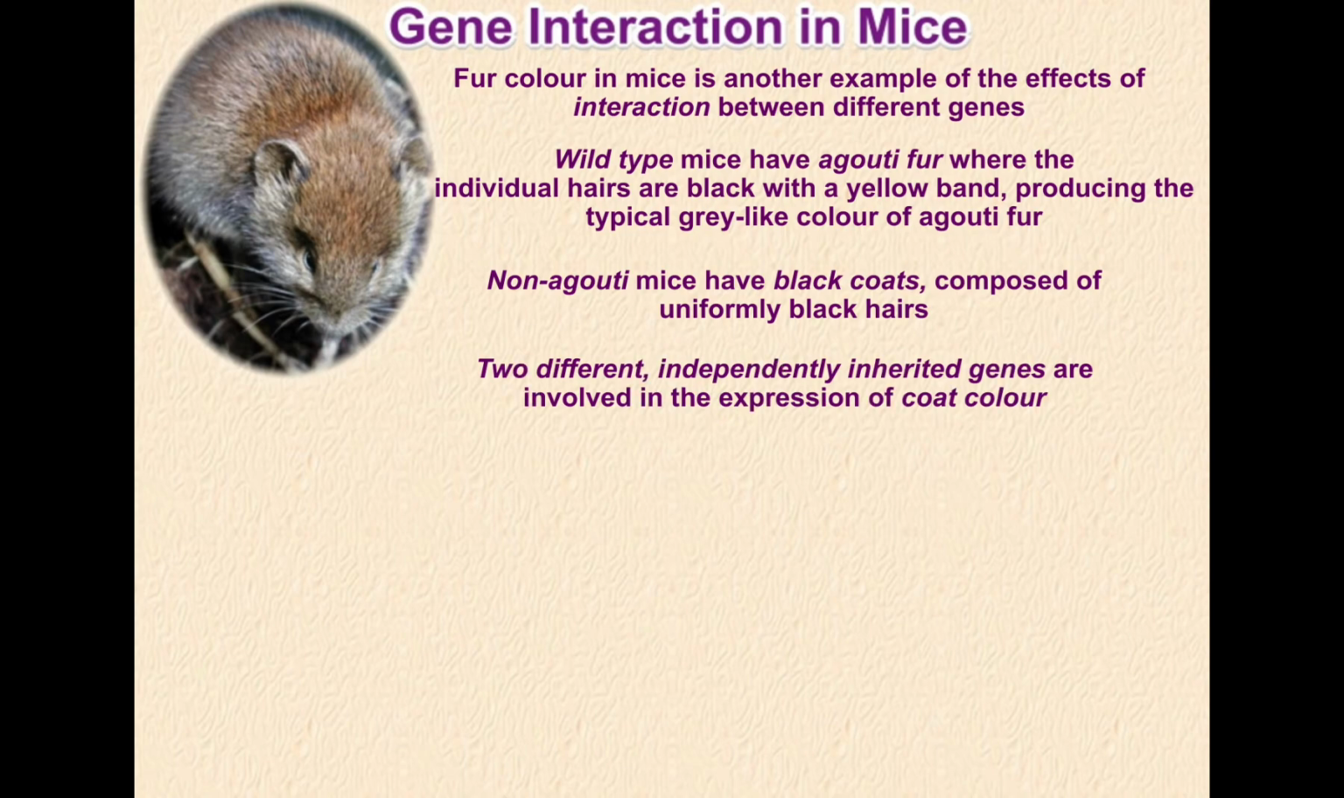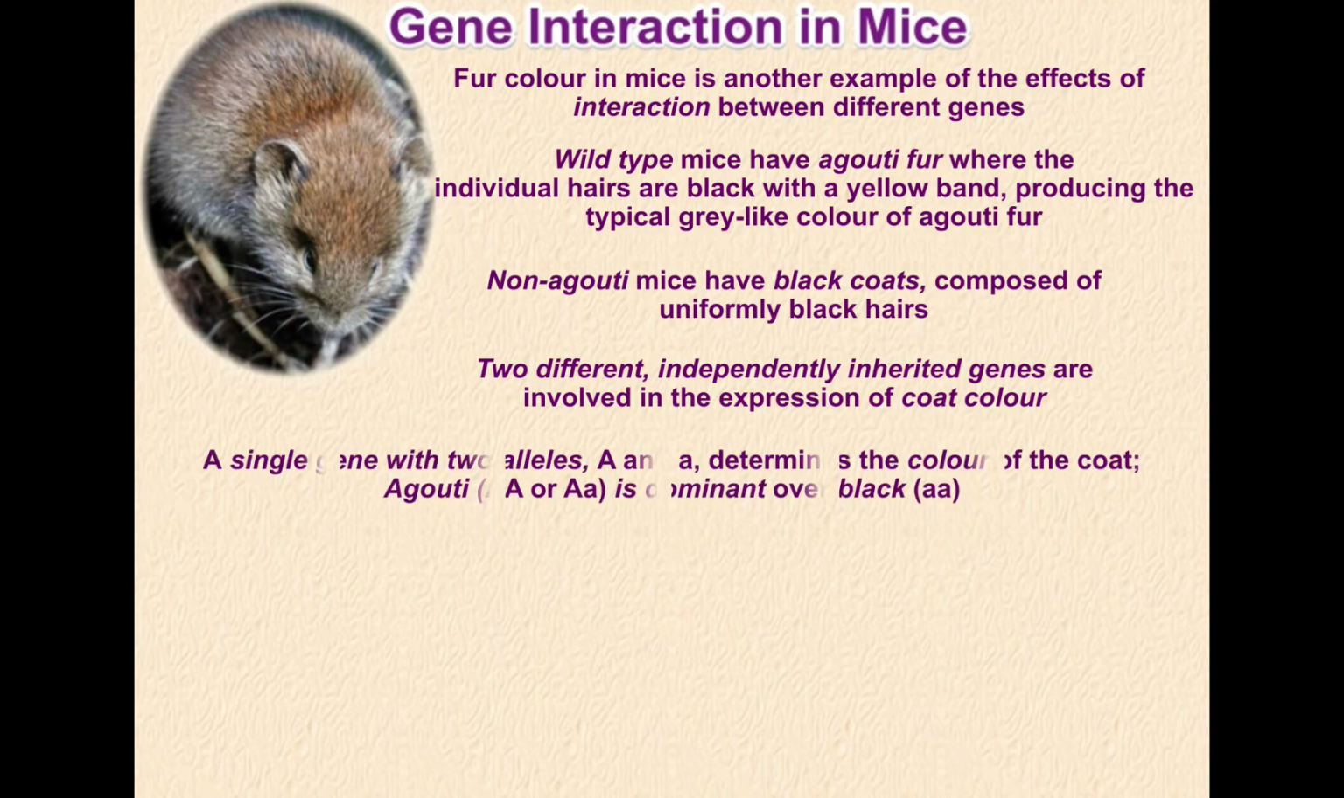There are two different independently inherited genes involved in the expression of coat color. So a single gene with two alleles, big A and small a, dominant and recessive, determines the color of the coat. The dominant and heterozygous will result in the grey mouse, while the homozygous recessive will result in a black mouse. However, this is not the only gene which is going to have an influence on its colour.